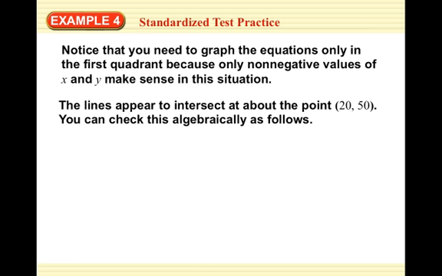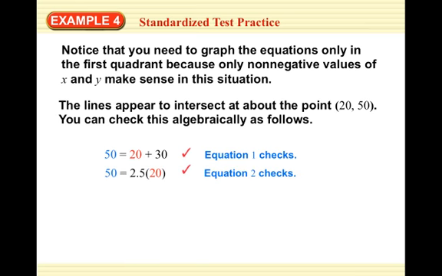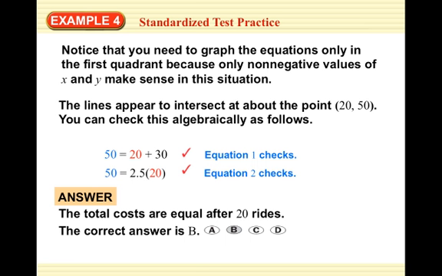The lines appear to intersect at about the point (20, 50). And again, you can check algebraically. 50 does equal 20 plus 30. And 50 does equal 2.5 times 20. And so the total costs are equal after 20 rides.